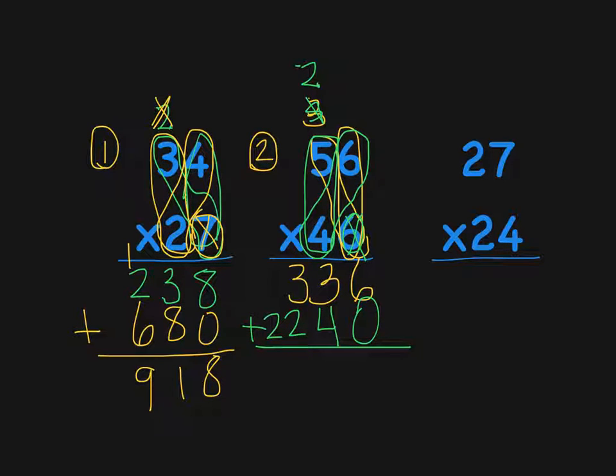Now we're ready to add. 6 plus 0 is 6. 3 plus 4 is 7. 3 plus 2 is 5. And 2 plus nothing is 2. So your answer should be 2,576. Check how you did. And now you're ready to start problem number 3. Go ahead and pause the video so you can check your work after you're done.